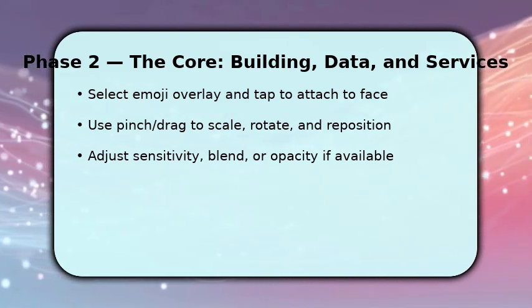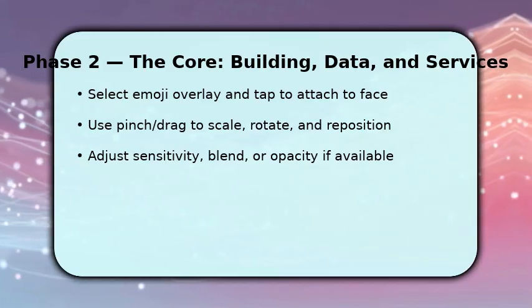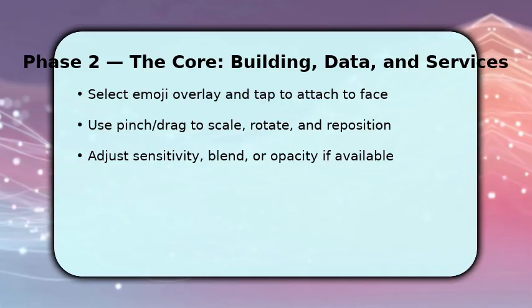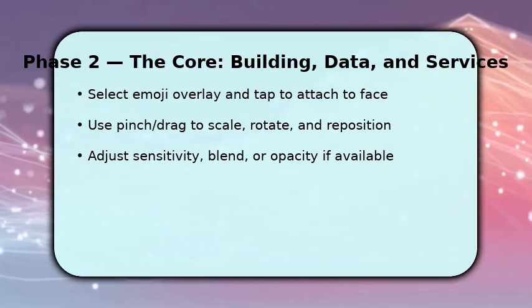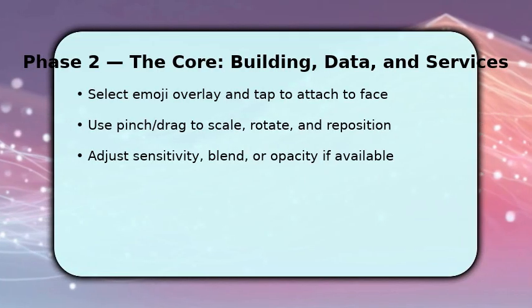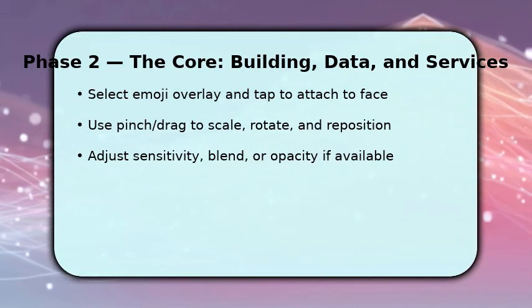You'll see control gestures: pinch to scale, rotate with 2 fingers, and drag to fine-tune placement. These change how the emoji aligns with eyes, nose, or mouth. Make sure to test small head movements so the tracker follows.